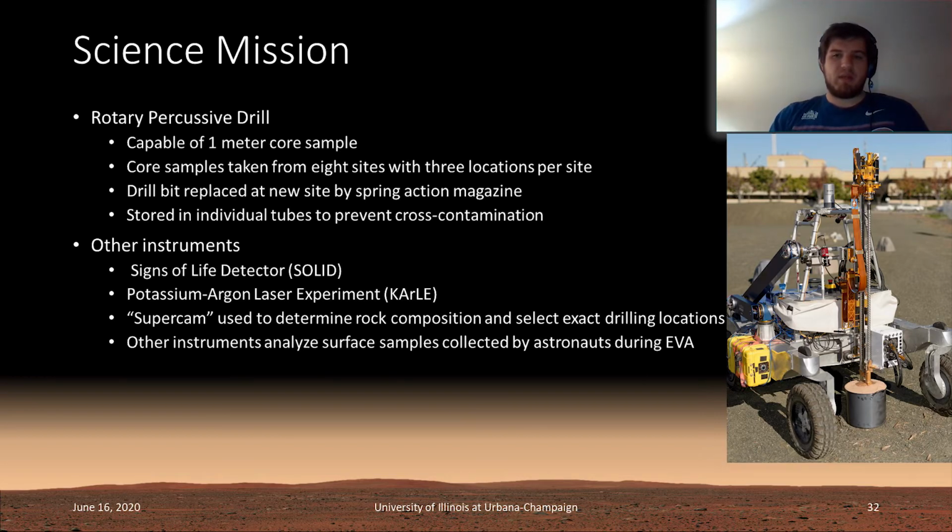When determining the precise location of drilling, the mounted SuperCam will be used to select the most desirable locations based on rock composition, among other factors. While the drilling is happening, the astronauts will be completing EVAs in which they will collect surface samples for analysis aboard the rover by other science experiments. The first of these instruments is the Signs of Life Detector, or SOLID. This instrument uses multiple biochemical methods of searching for life signatures and can detect 512 unique compounds. The other instrument aboard is the Potassium Argon Laser Experiment, or CARL for short. This instrument can date rock samples, and the data can be compared against other Martian drilling sites.